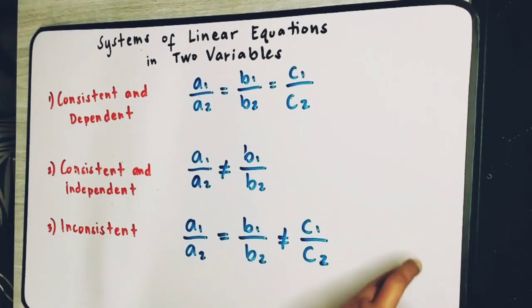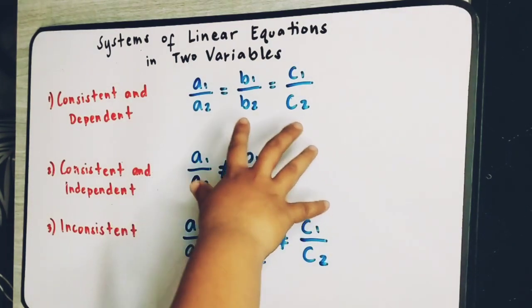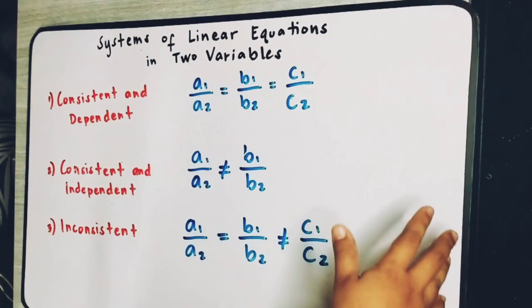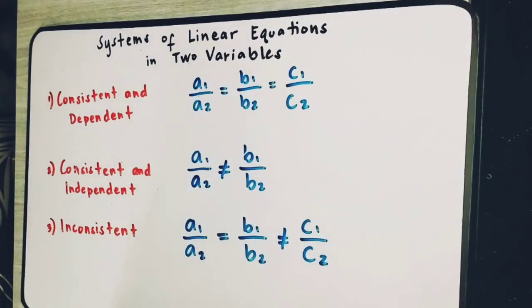Okay? So, the ratio of A is equal to B and it is also equal to C. Consistent and independent naman siya kapag the ratio of A is not equal to B. So, automatic yan kapag hindi na kagad equal yung ratio ni A and B, consistent and independent na. Kahit pa, let's say, si A nag-equal kay C or kaya si B nag-equal naman kay C. Pero basta si A at B ay hindi equal, consistent and independent yun.